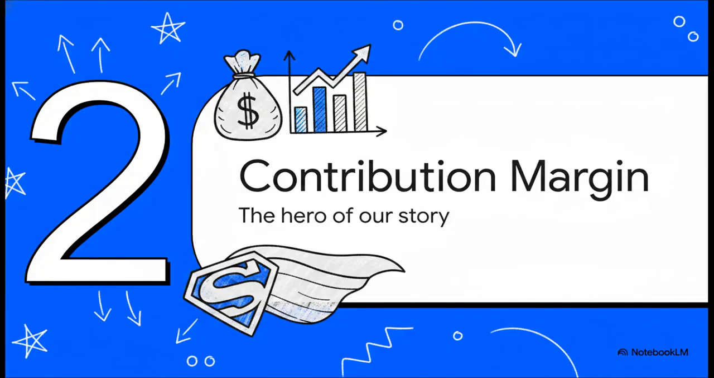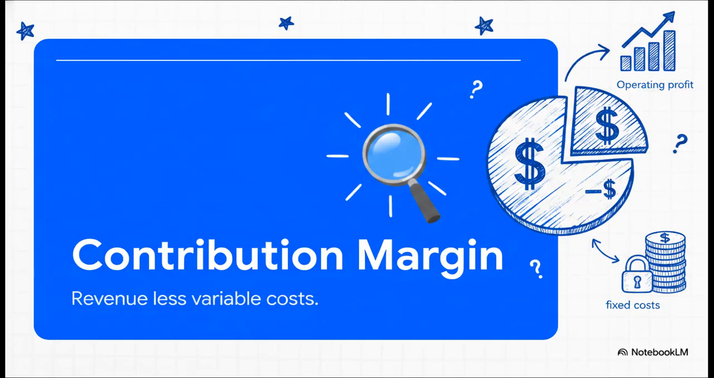Moving right along to section 2, mastering contribution margin. Honestly, this is the absolute hero of our story today. So what exactly is a contribution margin? Simply put, it's your revenue minus your variable costs. Think of this as the exact slice of the pie from each individual sale that actually steps up to contribute to paying off your fixed cost debt. And once those fixed costs are totally covered, boom, that margin contributes directly to your operating profit.